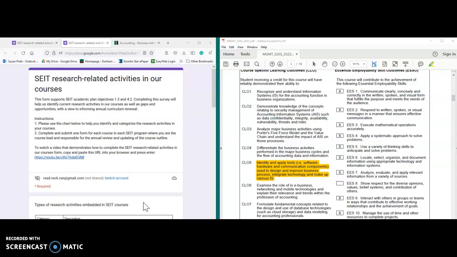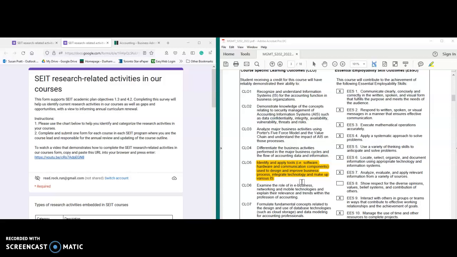Let's look at a course outline for an example of where applied research skills or content knowledge might be taught. The course learning outcomes include applied tools used to design and improve business processes. Possibly then, in this course, the students learn about business intelligence tools and then use the tools to identify business problems in a simulated business and make recommendations on how to improve or solve the problem.